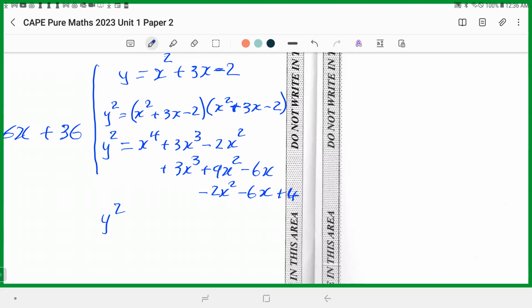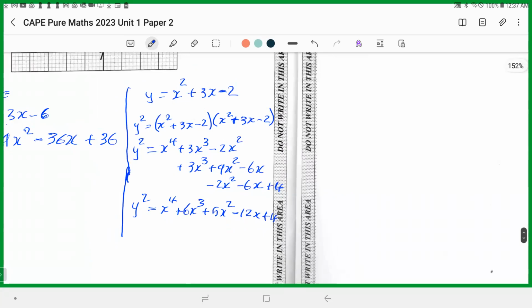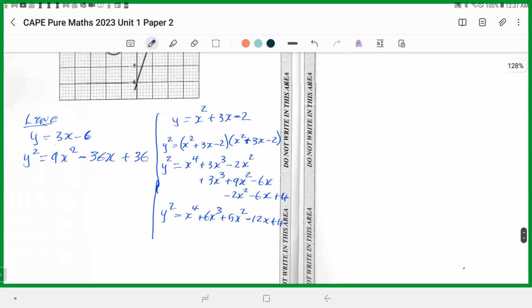So y squared for the curve is going to be x to the 4th power, and the cube terms give plus 6x cubed. Then the squared term is 9 minus 4, which is 5, so we get 5x squared. And then the x term is minus 12x. I'll add the 4. We're integrating between the same limits, but this is a curve.